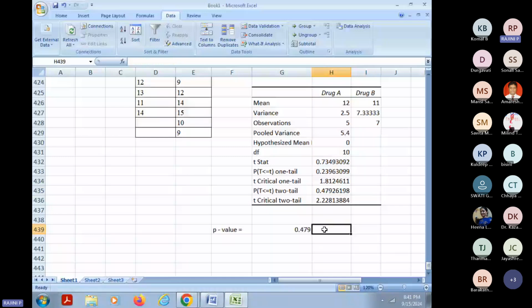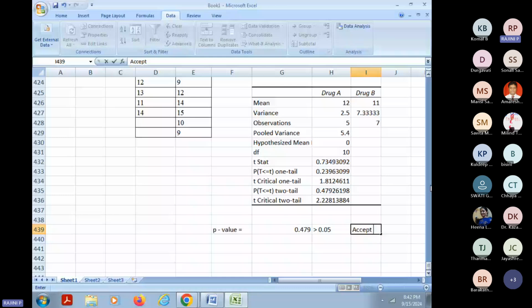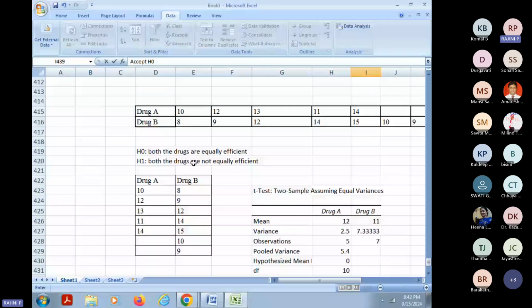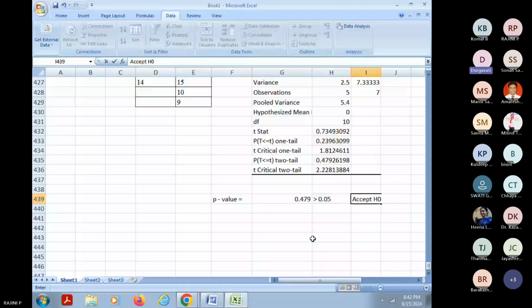Okay, 0.479, and check it. The p-value is more than 0.05. More than 0.05 means what? If the p-value is more than 0.05, then accept H naught. Clear, everyone? Accept H naught means both the drugs are equally efficient in reducing the weights of the people. Is it clear, ma'am? Yes, ma'am. And now go for the next question.